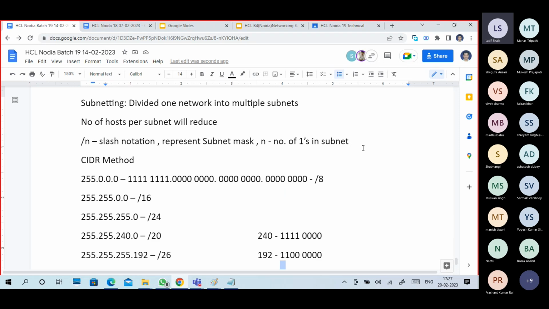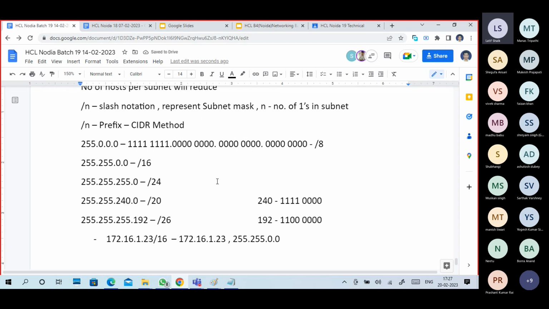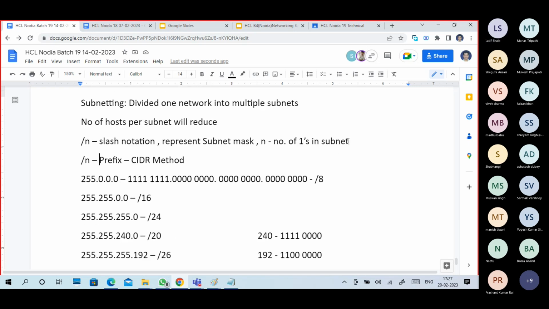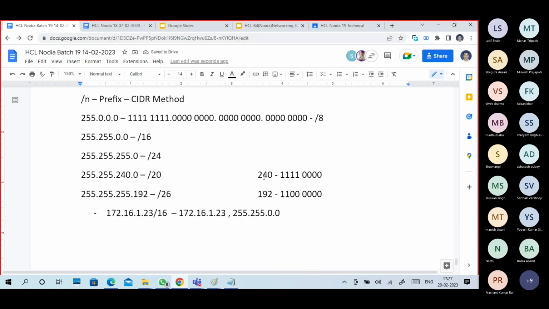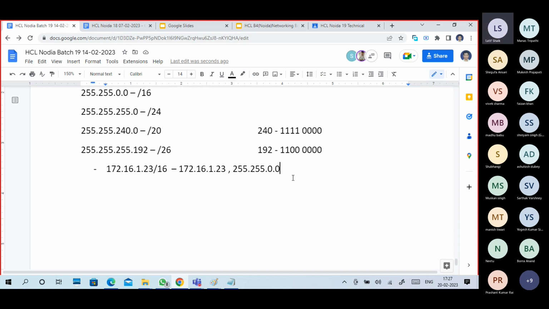This is also called prefix notation, or the CIDR method. This type of representation is the prefix. The n represents the number of ones in a subnet mask.